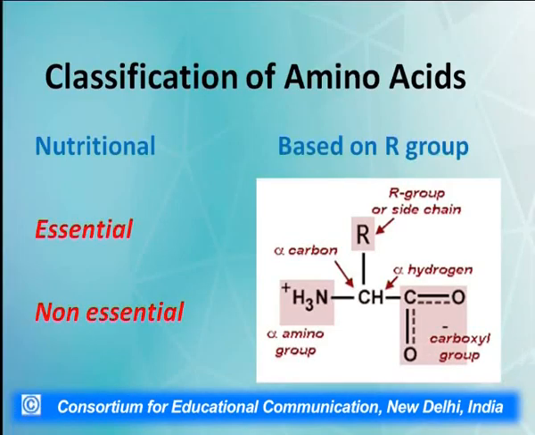Amino acids can be classified on two bases. First is the nutritional basis. When I talk of nutritional, that means we will be talking of essential amino acids. Essential amino acids are those amino acids which cannot be synthesized in the body, hence they have to be provided in the diet. And then there are other amino acids which are the non-essential amino acids which can be synthesized in the body.